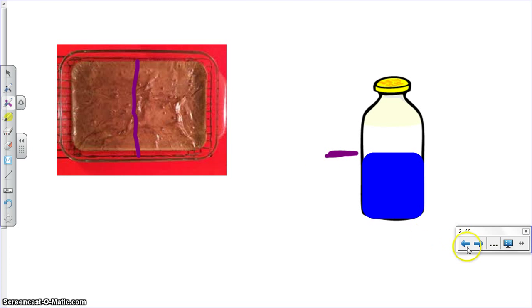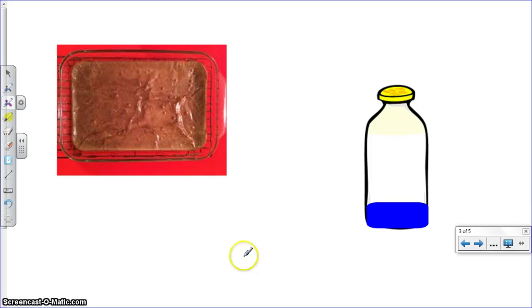Now let's take those same pictures and discuss them a little bit differently. Let's say I wanted to use another benchmark fraction and say I wanted 1/4 of the brownies. Like I said, Mr. G's on a diet, so maybe I can only eat 1/4 of the brownies.